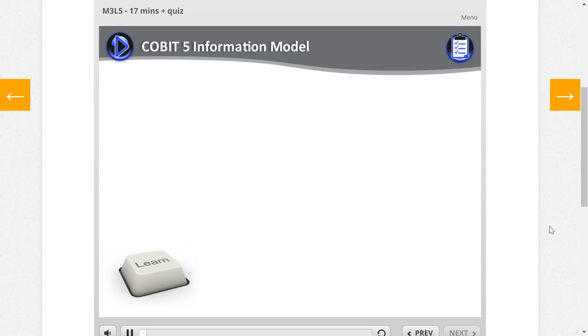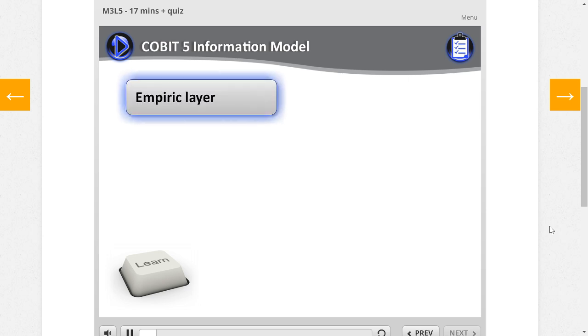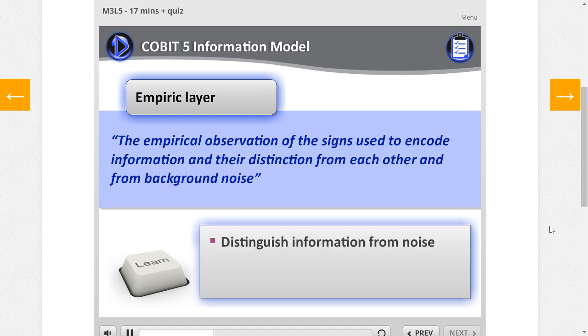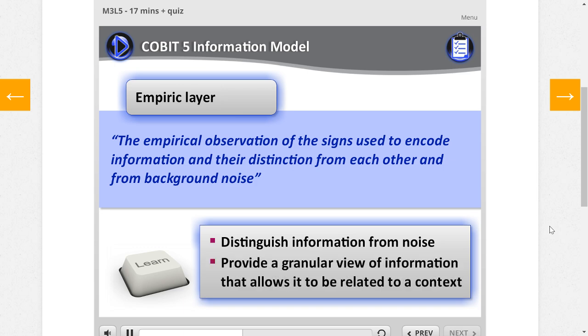The layer above the physical layer is the empiric layer. COBIT defines this as the empirical observation of the signs used to encode information and their distinction from each other and from background noise. The modern enterprise is awash with information, data, and other signals. Only information has a role in the execution of the activities of the enterprise, or in its decision-making. The rest is just noise. But a piece of information has a specific purpose and context. It is relevant to a particular activity or decision process. Outside of that context, it is just noise.